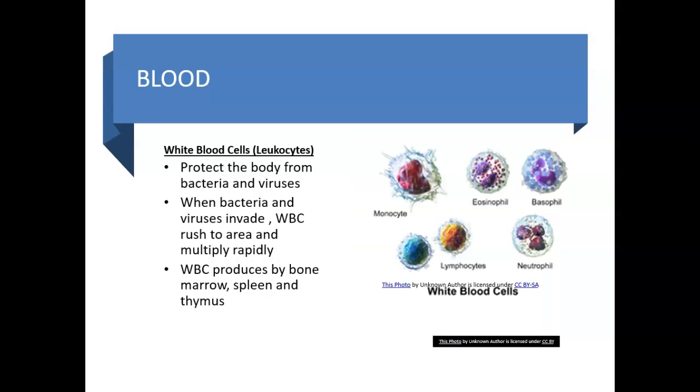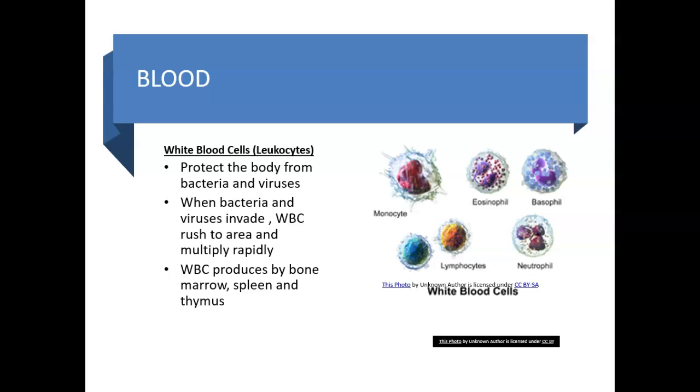White blood cells are called leukocytes. They protect the body from bacteria and viruses. When bacteria and viruses invade, WBCs rush to the area and multiply rapidly. WBCs are produced by bone marrow, spleen, and the thymus.